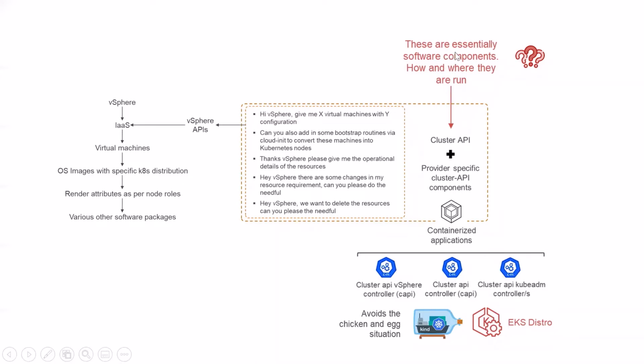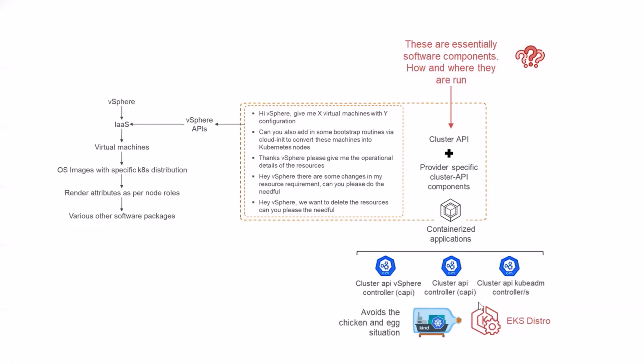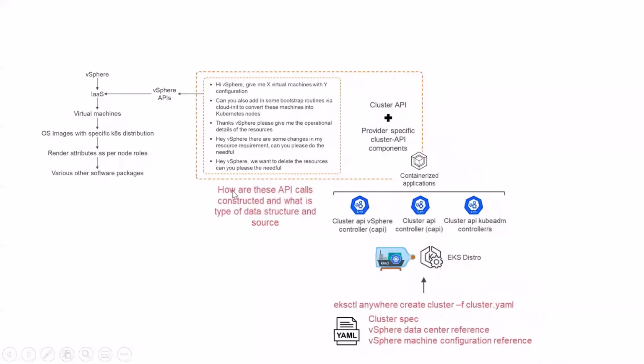So we try to answer this. You understood the part here. Now, the point is, how are these API calls constructed? Essentially, these are API calls: give me X virtual machines with Pi configuration, add some routines, essentially CRUD operations: create, read, update, delete, on API communication. So how are these calls constructed? What is the type of data and the source of that data that flows through these APIs, so that vSphere can do the necessary? And also some other things that need to be done can be done via the stack.